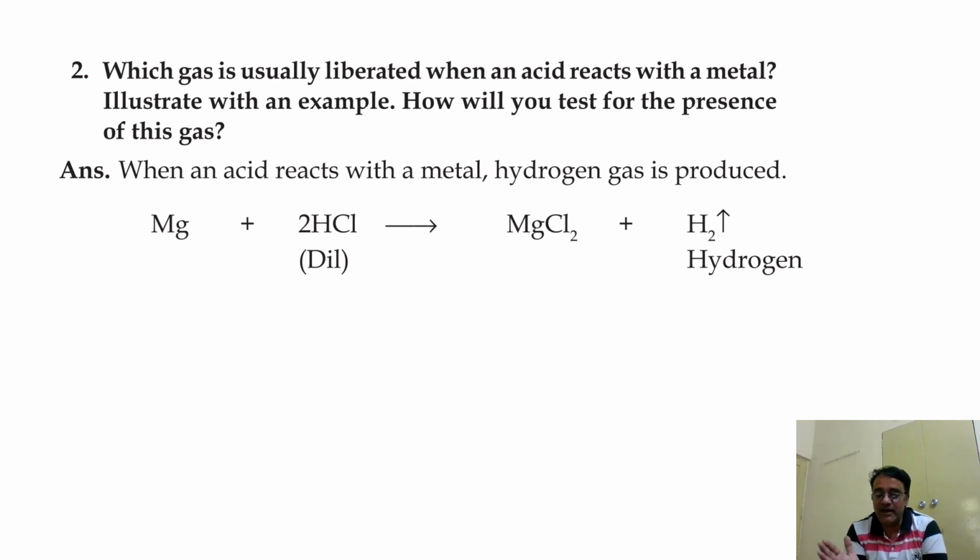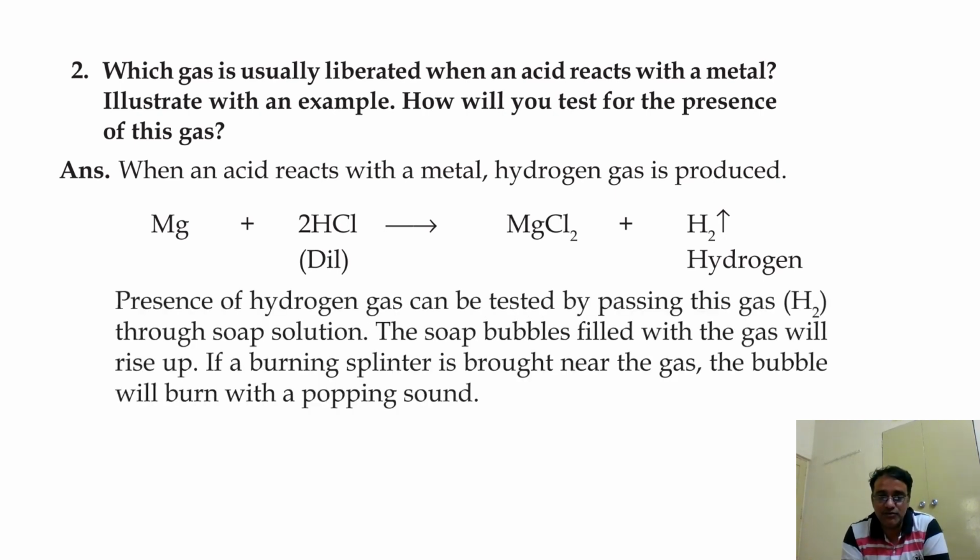Now the presence of hydrogen gas can be tested by passing the gas through soap solution. Soap solution से pass करेंगे क्या होगा, bubbles वहाँ से निकलेगा. So those bubbles filled with the gas will rise up. If a burning splinter is brought near the gas, the bubbles will burn with a popping sound. Right? So this is the answer. Now question number 2 is over.